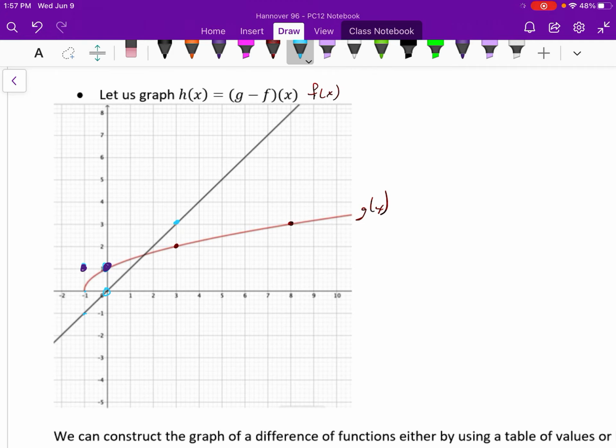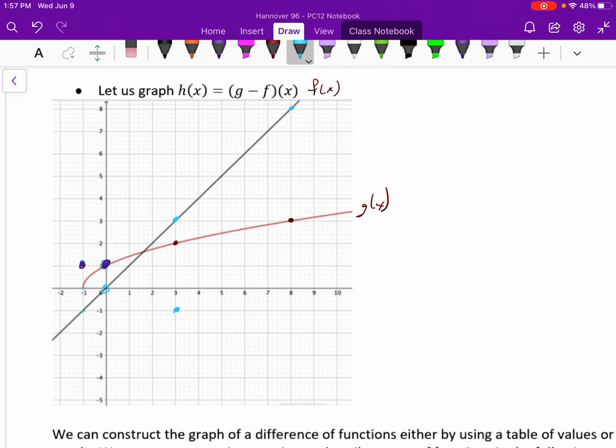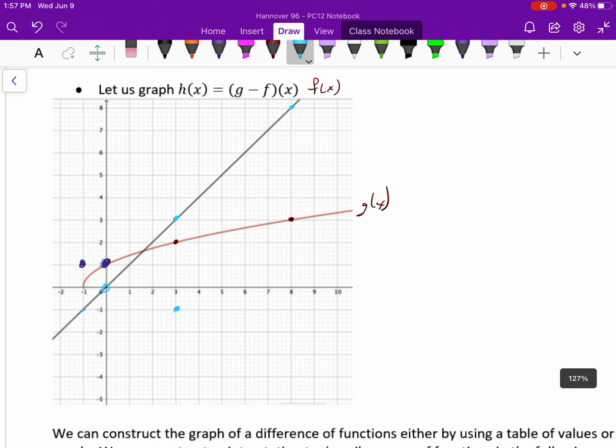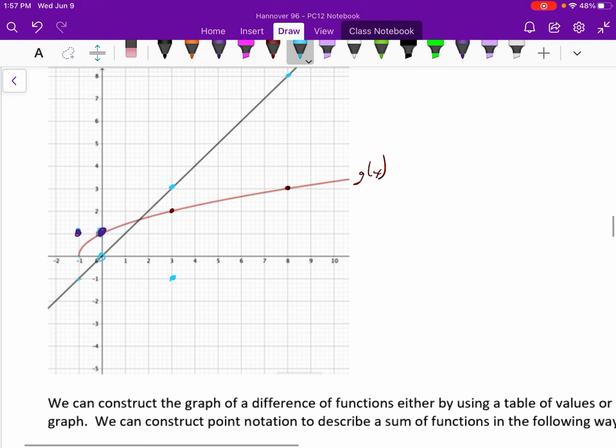The g of 3 is 2. The f of 3 is 3. 2 minus 3 is negative 1. g of 8 is 3. The f of 8 is 8. 3 minus 8 is minus 5. So maybe I should just highlight these points in a dark purple color. So my function might look like this. It will have a bend to it.